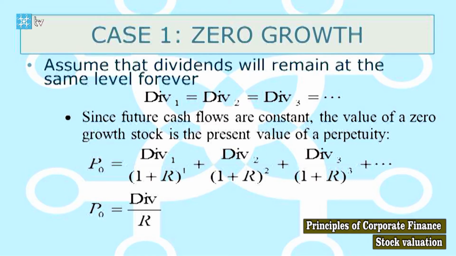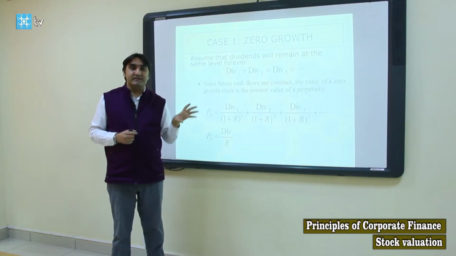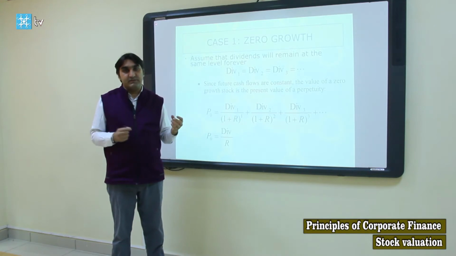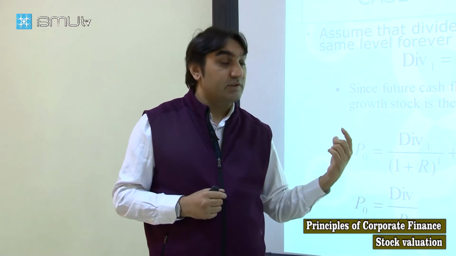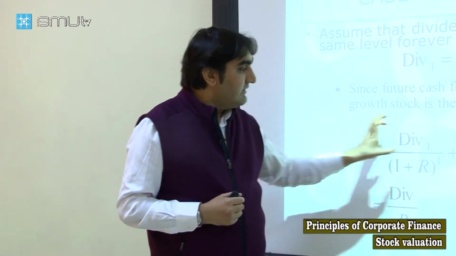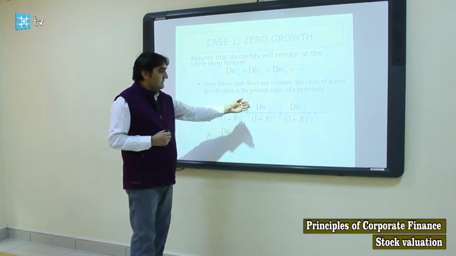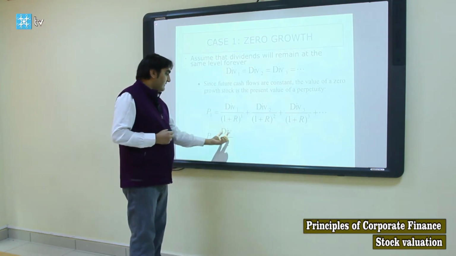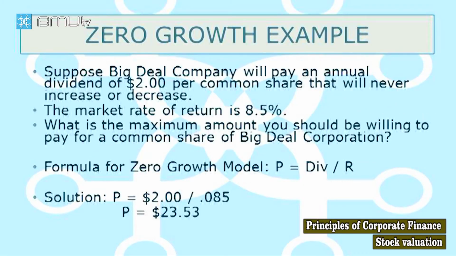From our time value of money topics, we know that this is a perpetuity. If we have constant payments that go forever, this is a perpetuity. Finding the present value of this perpetuity is very simple. That's the cash flow divided by the required rate on these cash flows. The cash flows in this series are dividend 1, dividend 2, dividend 3. So the present value of this perpetuity is the dividend divided by the rate.